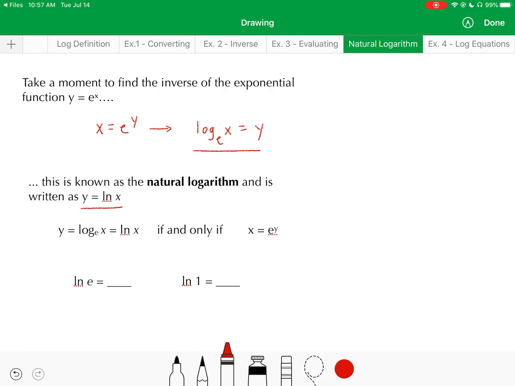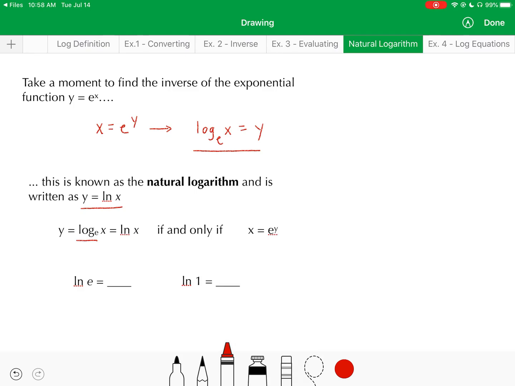So rather than writing log base e of x, we write ln of x, and it becomes y equals the natural log of x. This is one of those things that is understood. If you see y equals ln of x, you really need to know that ln represents log base e. They're one and the same. That would again be true if and only if x is equal to e to the power of y.